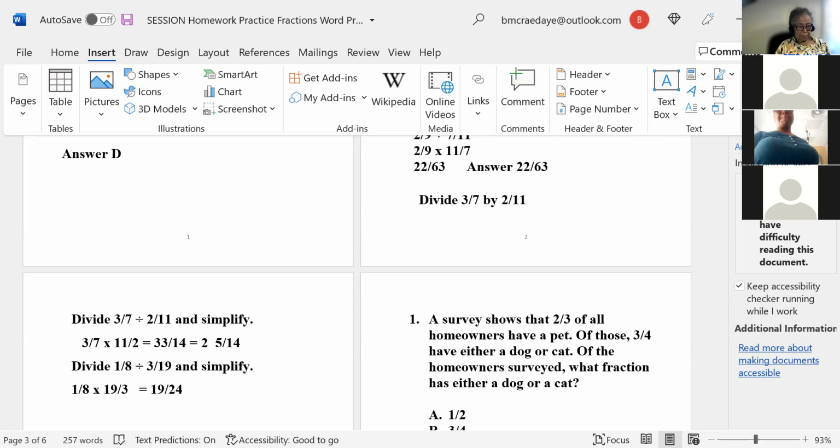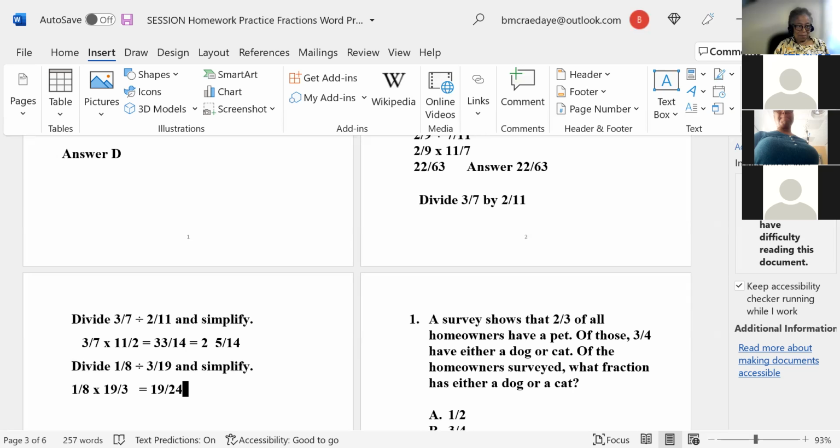Is that simplified? No, Mister, stop right there. You said no, it's not simplified? That's inconsistent. It is 19 over 24, so that's the answer. Yes, it's simplified. Is it simplified? Yes, it's already simplified.